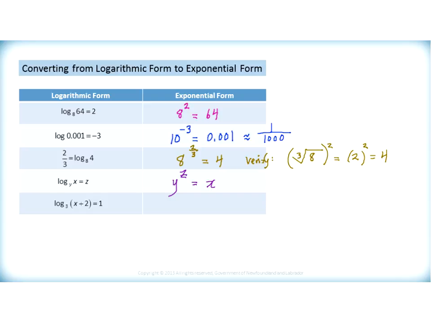And then in the last example, we have the base of 3 raised to the power of 1 is equal to x plus 2. And this is an equation that we could use to solve for x, whereby we would say 3 is equal to x plus 2, so we know that the value of x is equal to 1. So that's how you convert from exponential form to logarithmic form and vice versa.